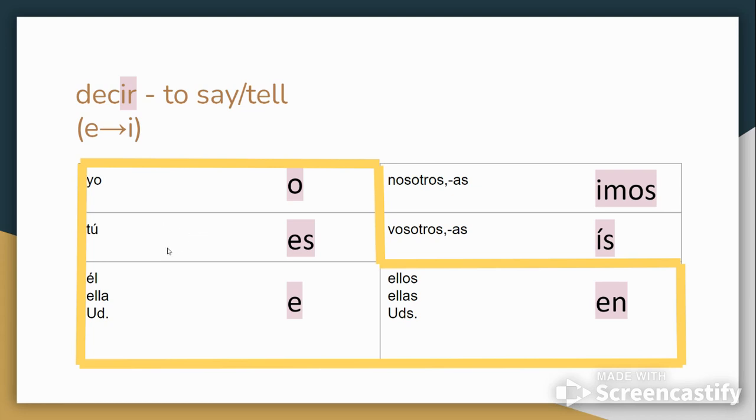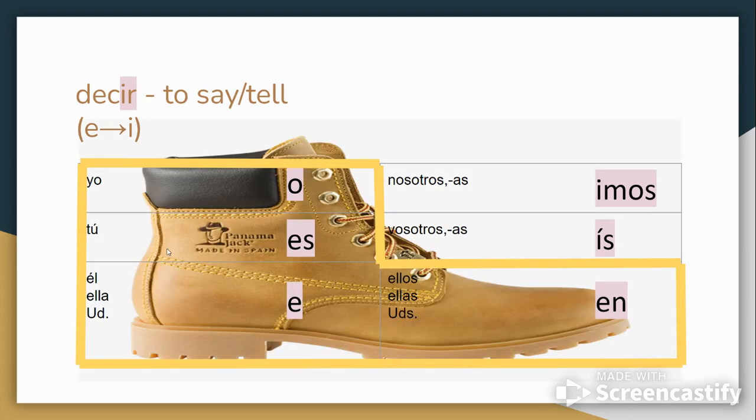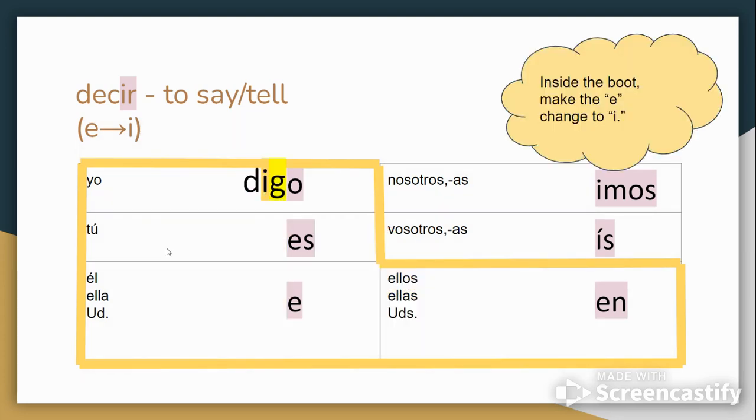And now, inside my boot, I'm actually going to have something special happen with the yo form. My yo form is actually a yo-go, but the E still does change to I. So we've got digo. And everything else after that is a normal boot verb. So we have the E to I change inside the boot. It stays as your normal stem outside the boot. Digo, dices, dice, decimos, decís, dicen. We hear this verb a lot when we're reading our novels and also when you ask a question, ¿cómo se dice?